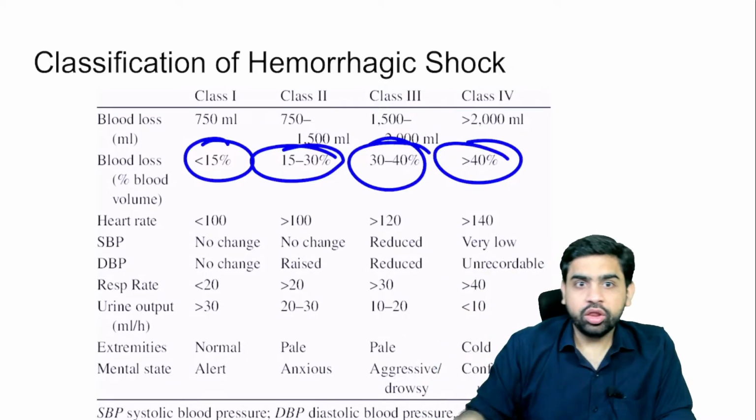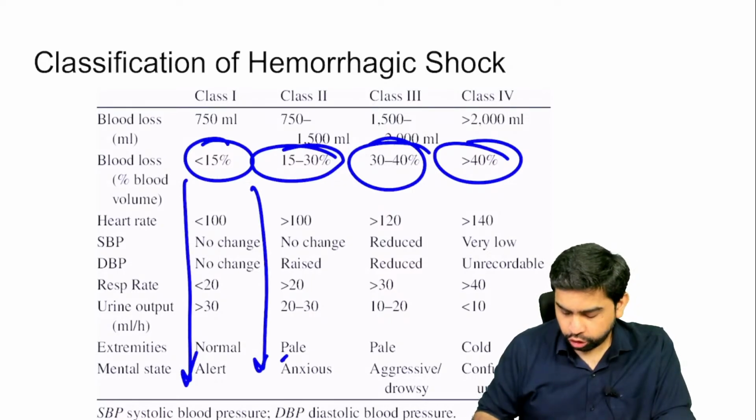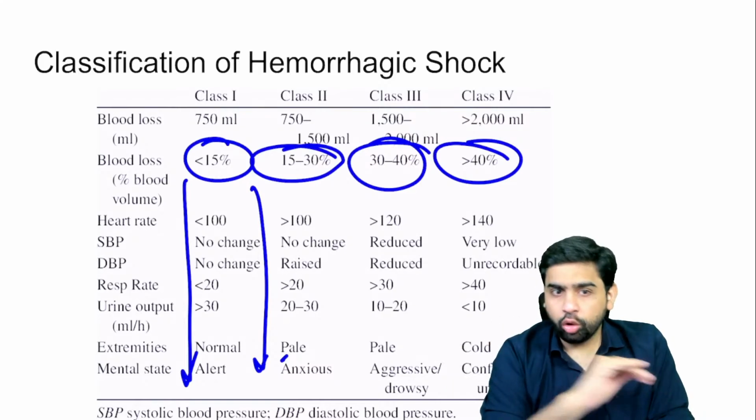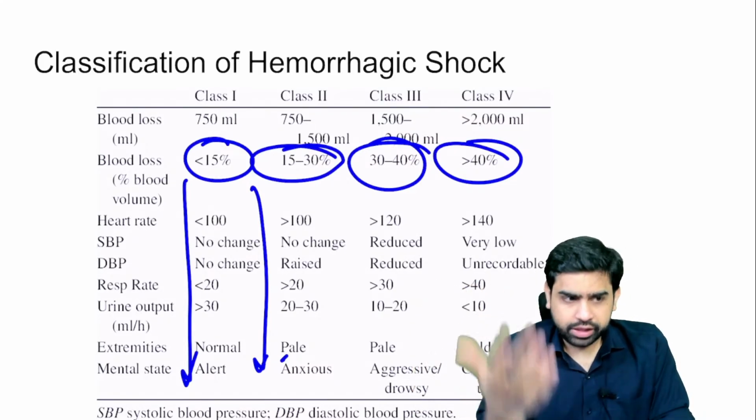Now, what you need to understand is class 1 hemorrhagic shock. You can also refer to this as compensated hemorrhagic shock. So even though there is blood loss happening, if you look at any of these parameters, all of them are absolutely normal. Okay, so let's assume childbirth.